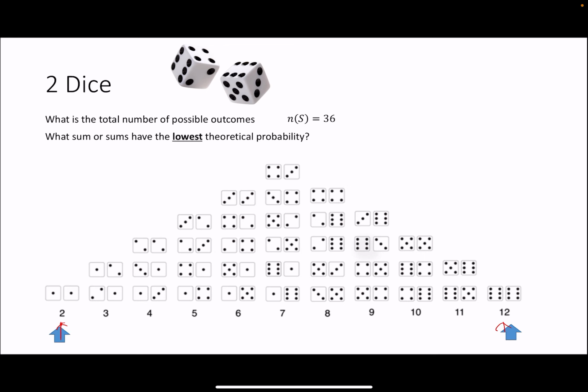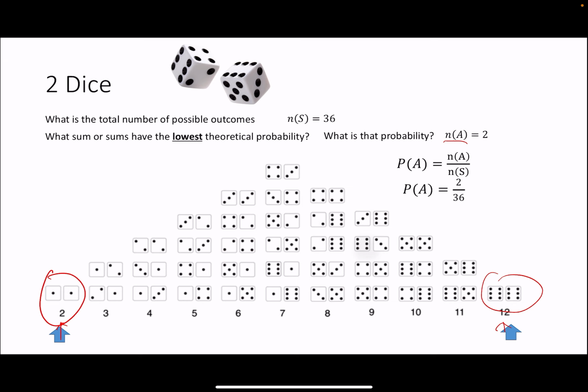Okay, 2 and 12 have the lowest theoretical probability. What is that probability? If we're looking for the probability that I get 2 or 12, that's 1 and 1, and 6 and 6. So these are the sums. What's the probability of getting 2 or 12? Well, the number of ways it can occur is 2.